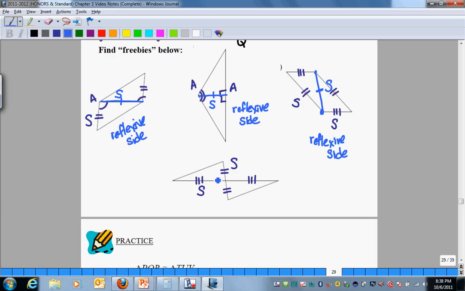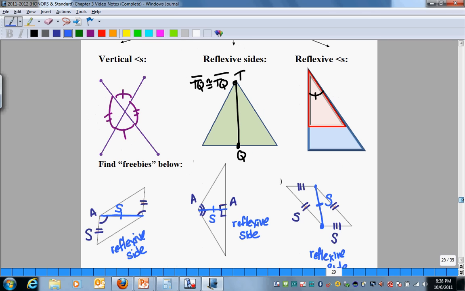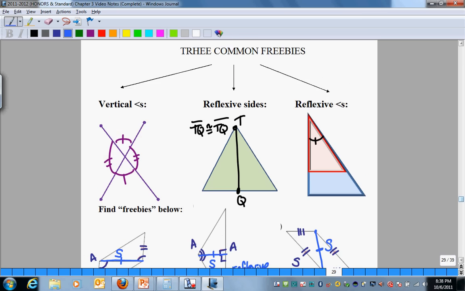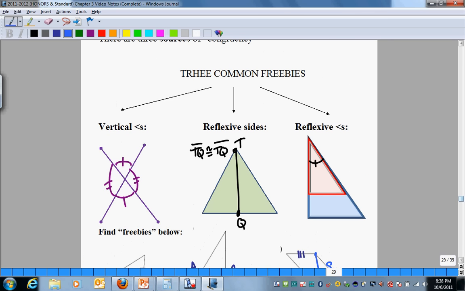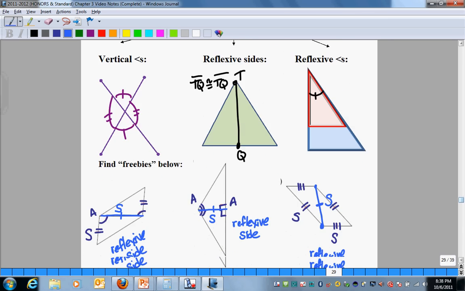Now another freebie are these angles which are here. Those are vertical angles. Sweep, sweep. Now because they're angles, we're going to put an A. So what's our freebie here? We have vertical angles. You need to learn to spot those freebies. Again, the 3 freebies that you should watch out for are vertical angles, reflexive sides, and reflexive angles.